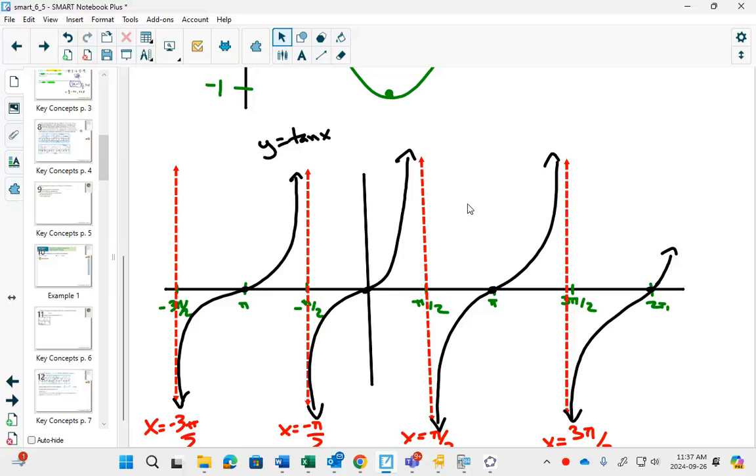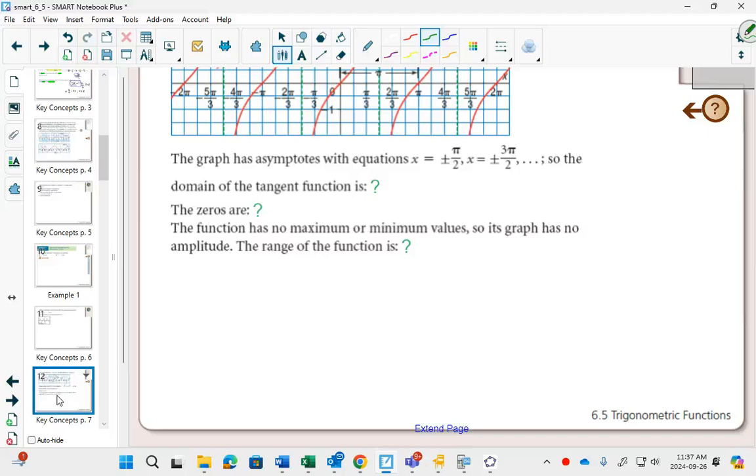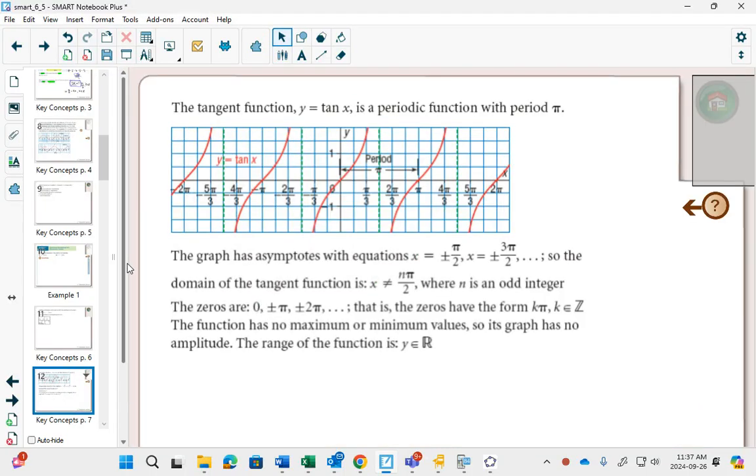So then if we look at some of the things we notice here, what is the period? Well, if you started at 0, you see at 0 it's in the middle going up. When is it in the middle going up again? At pi. So for tangent, the period is only pi.